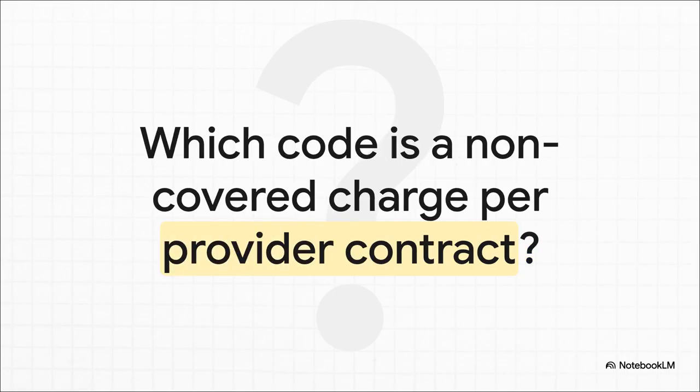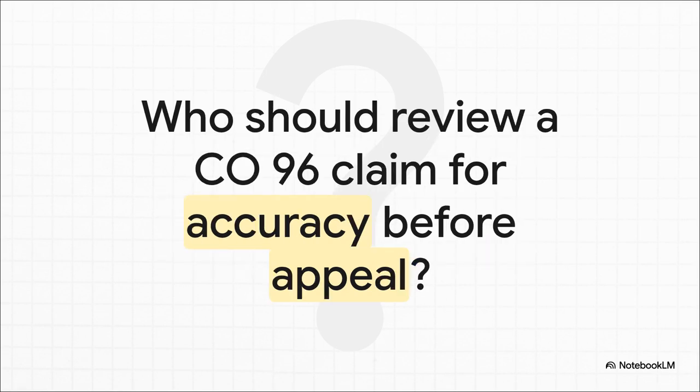Take a second. Moving to question 2, let's test those definitions. Which reason code represents a non-covered charge specifically as per the provider's contract? Is it A, PR96, B, CO47, or C, CO96? And our final question. Before you package up a CO96 denial and send it off for an appeal to the payer, which internal team should absolutely review the claim for accuracy first? A, the coding team, B, the patient, or C, the data entry clerk?